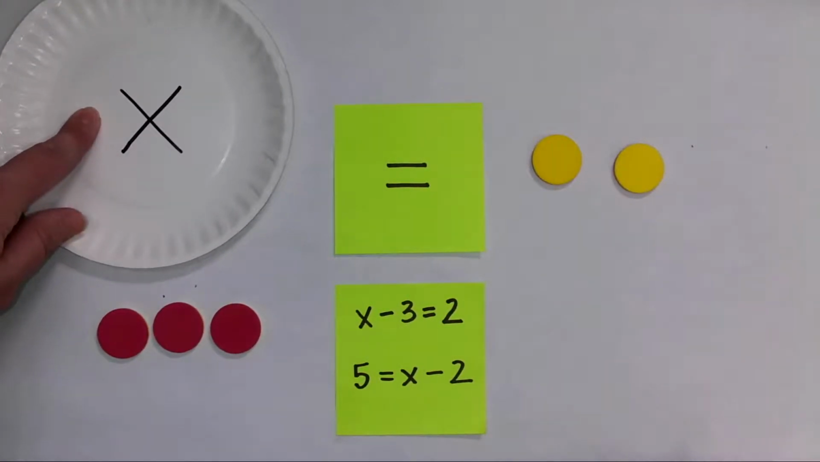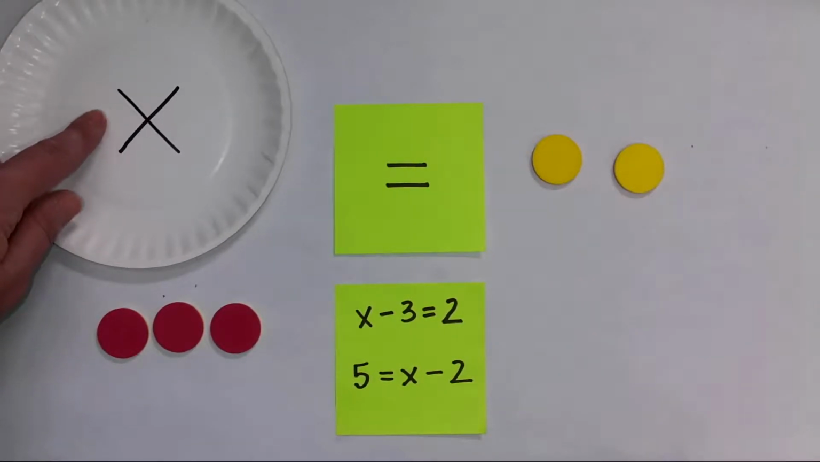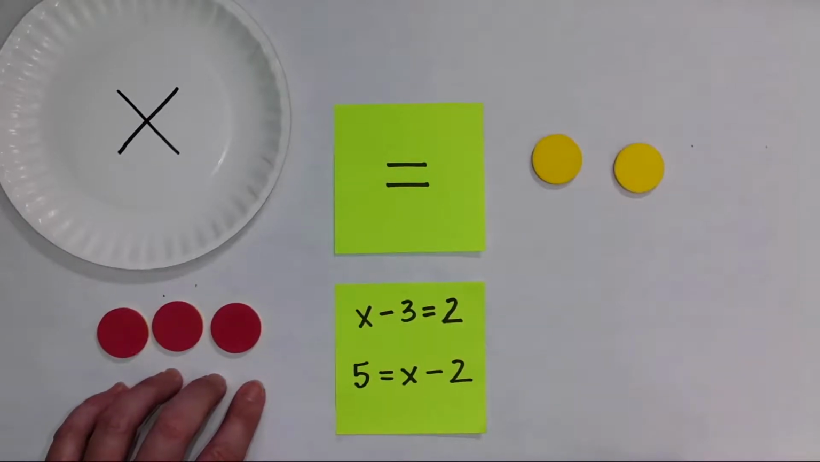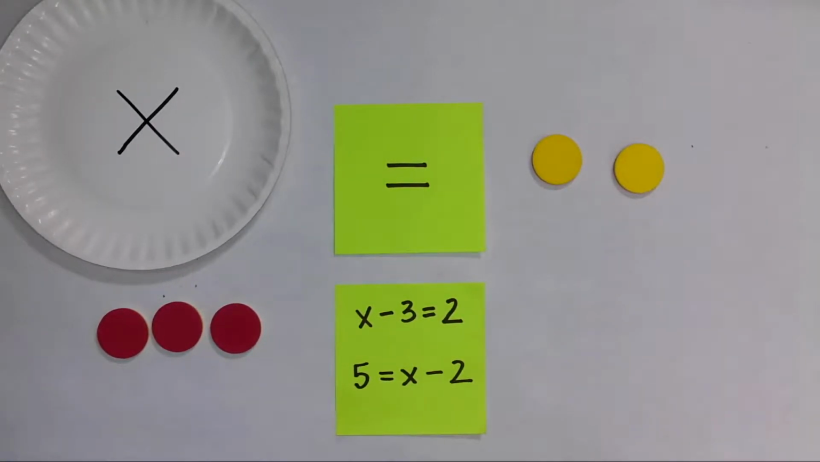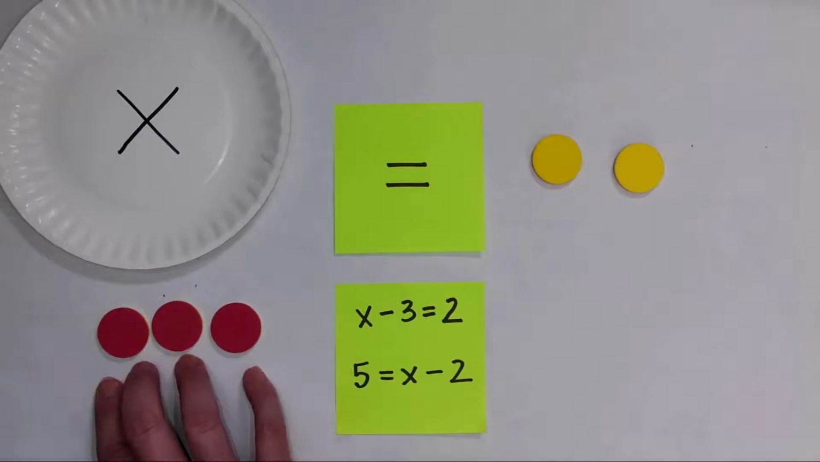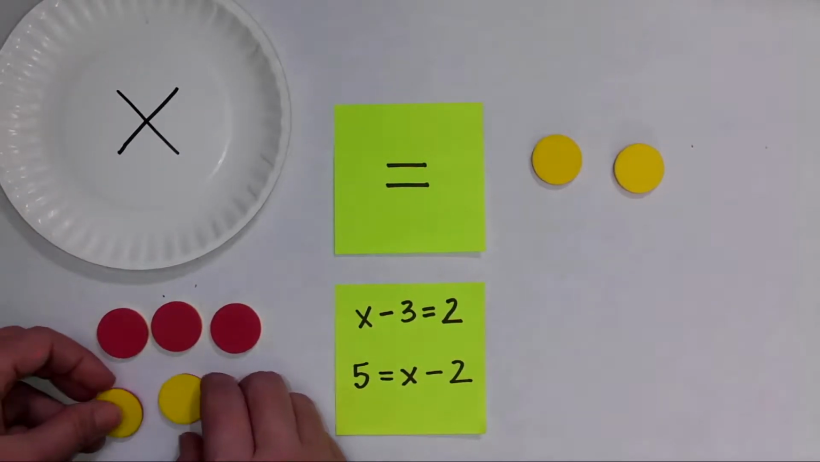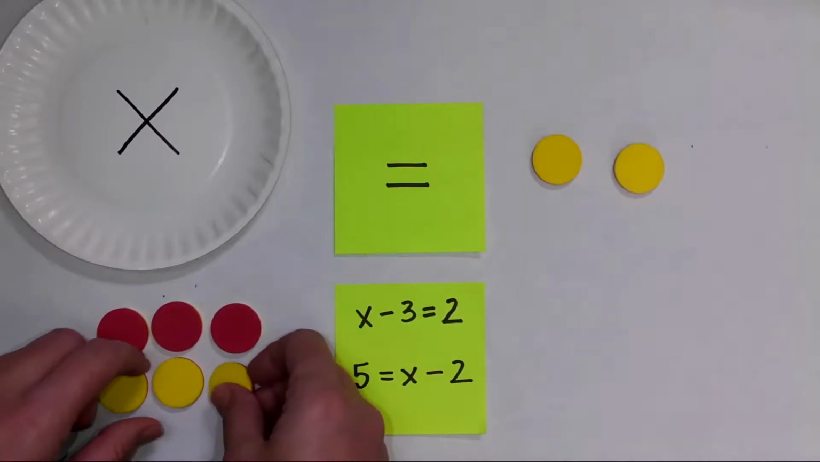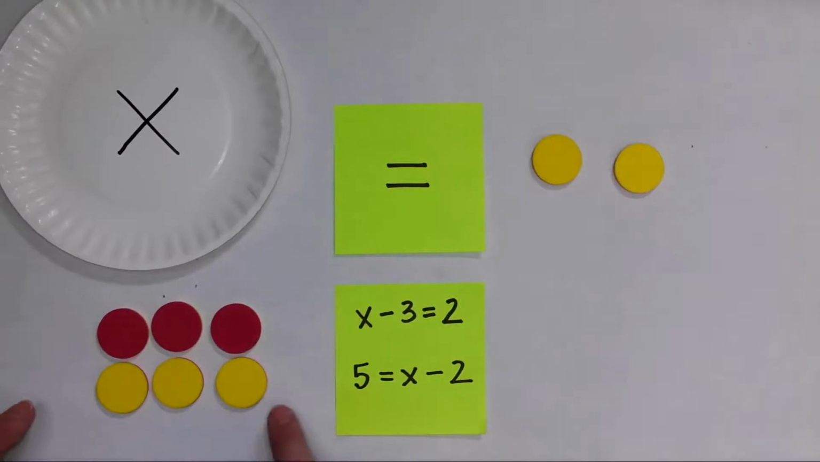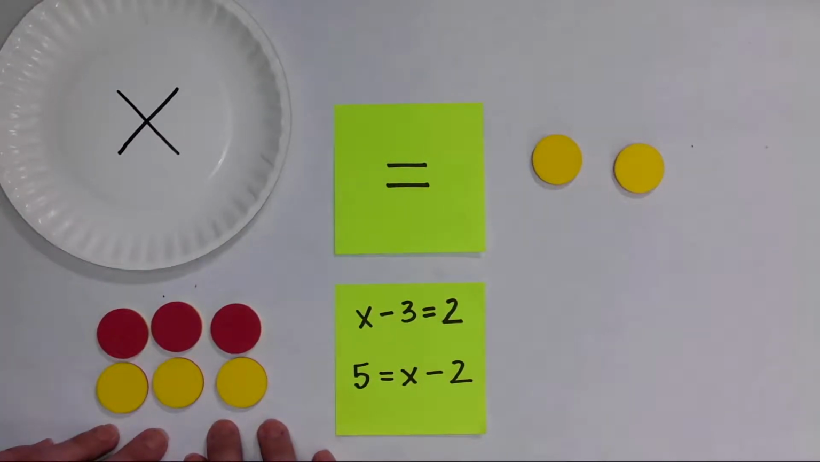Now in algebra, we want to isolate this variable. So that means I want to isolate this x, or this plate, and I'm going to remove the constant, and we can do that by using 0 pairs. I want to create 0 on this side. So I'm going to bring in 3 yellow counters to create then 3 0 pairs, so this side equals 0.